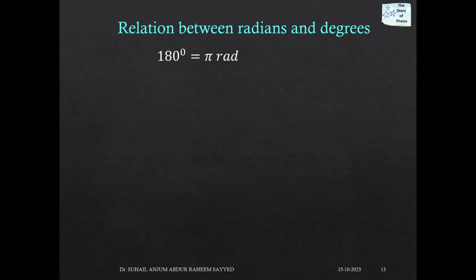Now there is one important thing, we should know the relation between radians and degrees. So 180 degrees is equal to pi radians. By using this, we can find angles in radians by knowing these values in degrees. For example, 30 degrees will be pi by 6 radians. Then 45 degrees will be pi by 4 radians, 60 degrees will be pi by 3 radians, 90 degrees will be pi by 2 radians, and so on.